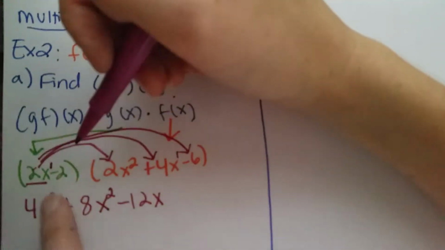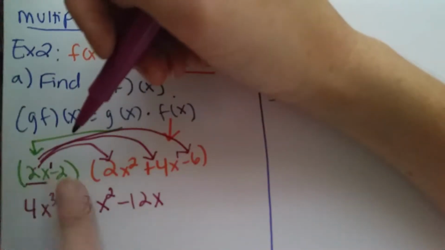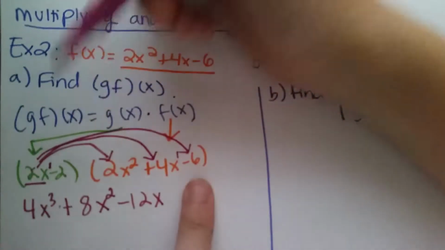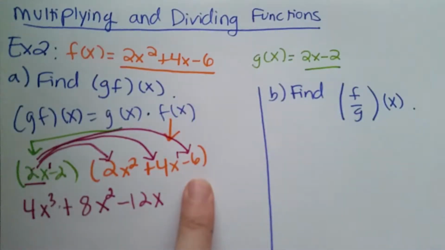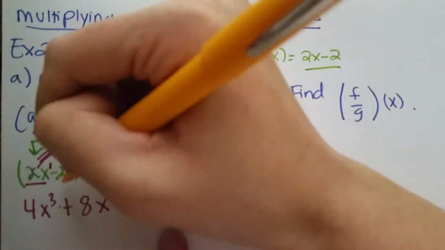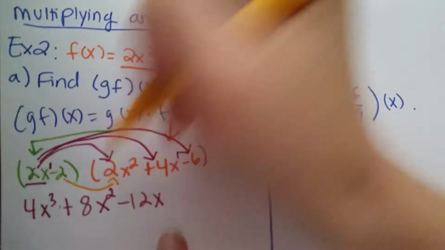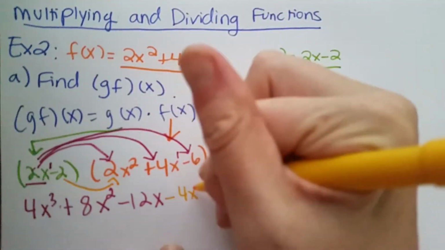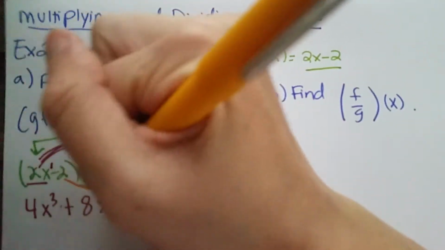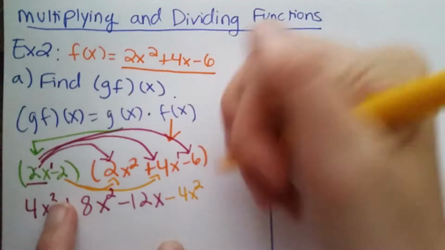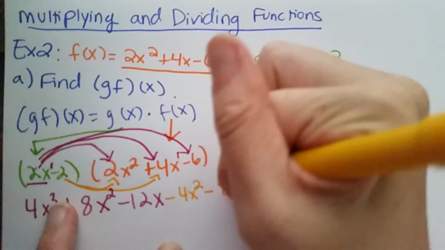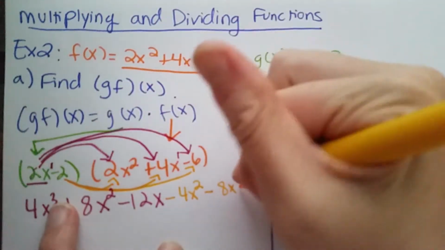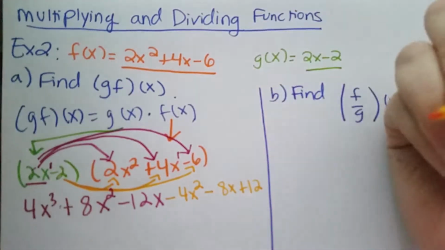Now I'm going to do the same thing with my negative 2. I take negative 2 and multiply it by all three terms in my second parenthesis. Negative 2 times 2x squared gives me negative 4x squared. Negative 2 times 4x gives me negative 8x. And negative 2 times negative 6 gives me a positive 12.